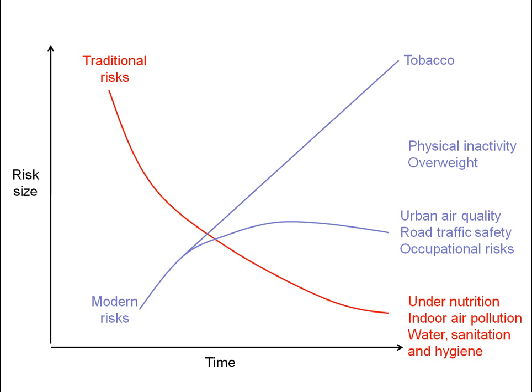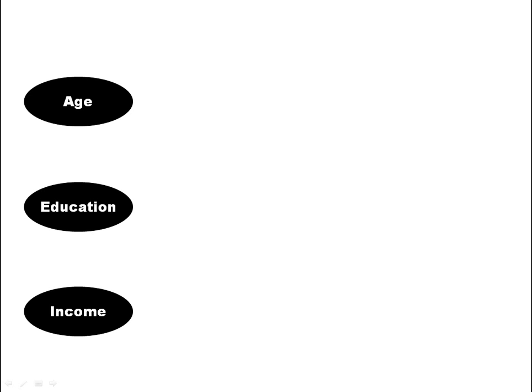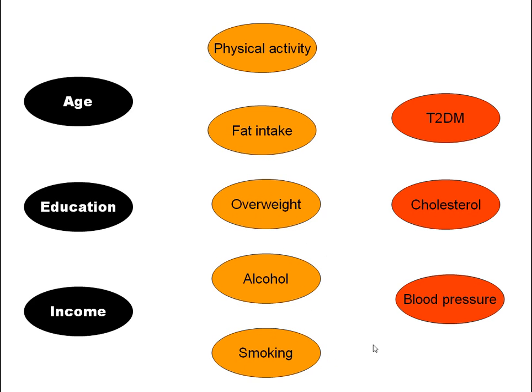However, with a further evolution or change, the modern risks have now become risks from tobacco, physical inactivity, and being overweight. So a mock cartoon of the evolution picture has been more recently depicted as this. So how can we look at risks in relation to this, where there are risks which are more difficult to modify, such as age, educational attainment, and income? Then there are these potentially modifiable risks such as physical activity, diet and fat intake or alcohol intake, weight control, and smoking. And there are diseases such as type 2 diabetes, cholesterol, and blood pressure or hypertension.